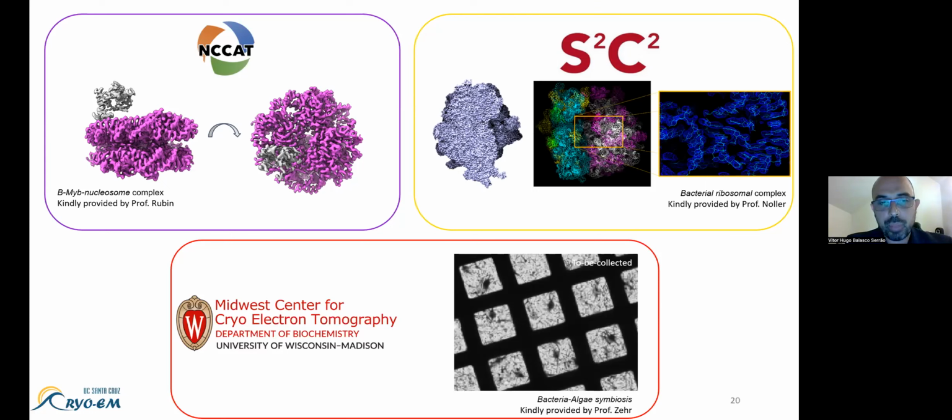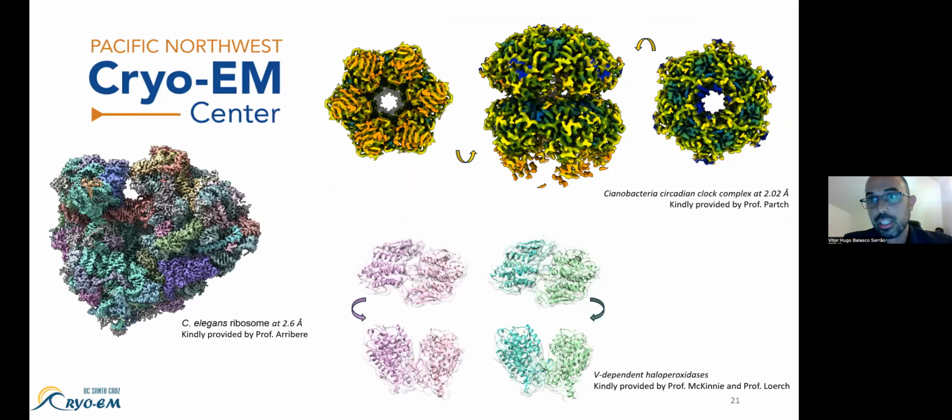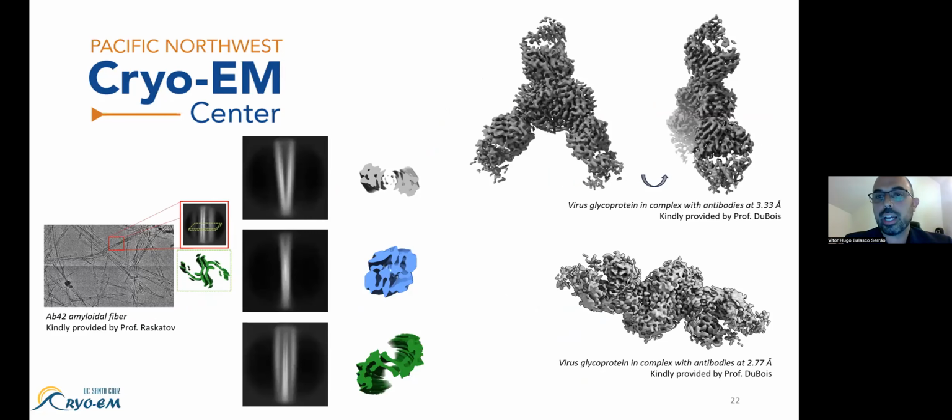And for medicine, we just prepared using the Leica GP2 these bacterial algae symbioses that will undergo cryo-ET data collection. And in terms of PNCC, as I mentioned before, we have several proposals that involve ribosomes, very large molecules, circadian machinery with high symmetry, and very small enzymes in different conformational states with bound and unbound substrates. We have amyloid fibers. We have more viral glycoproteins with different antibodies, with different symmetries and different floppiness, also different virus glycoproteins.